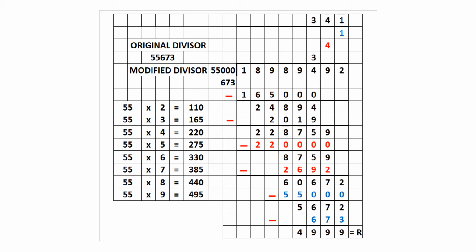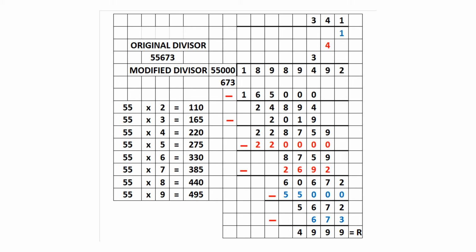165,000. We subtract, we get 24,894. Now we have to do 3 times 673, that's 2,019. Subtract that, and our new dividend is 22,875. Bring down the 9. And we see that 4 55,000s go into 228,759. So we subtract from that 220,000. We get 8,759. And we also now have to subtract 4 times 673. That's 2,692. And we get 6,067.